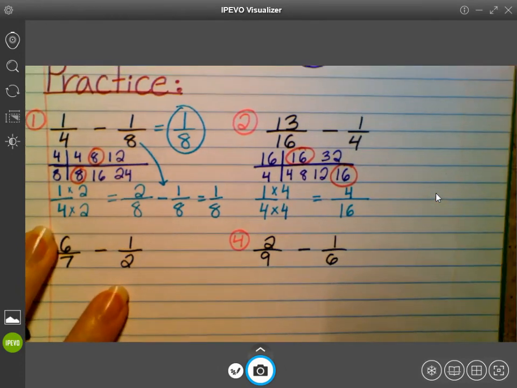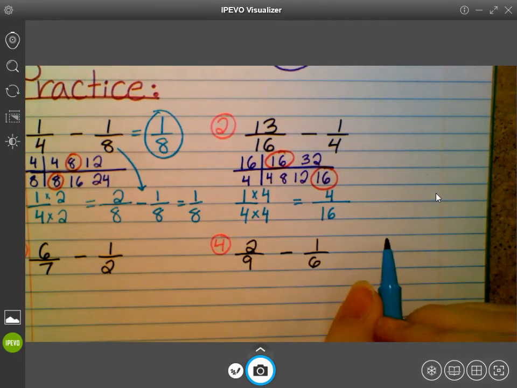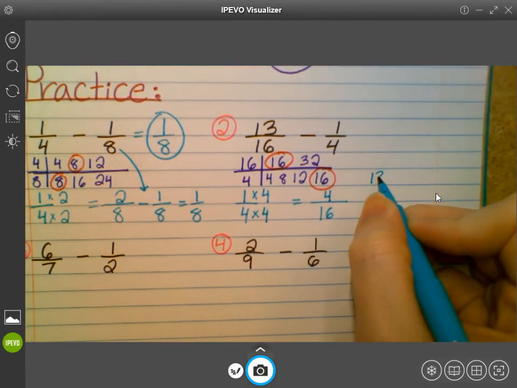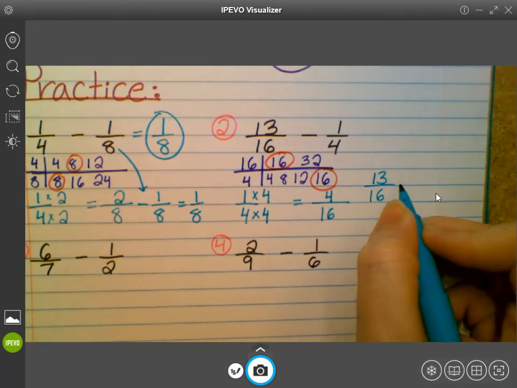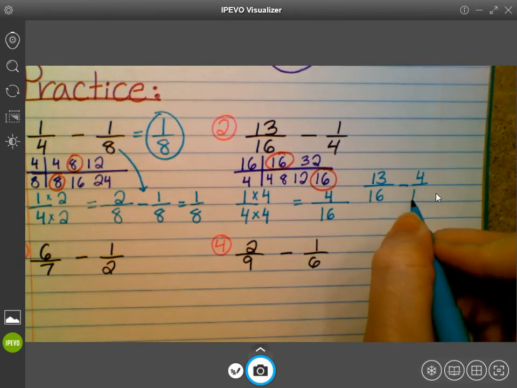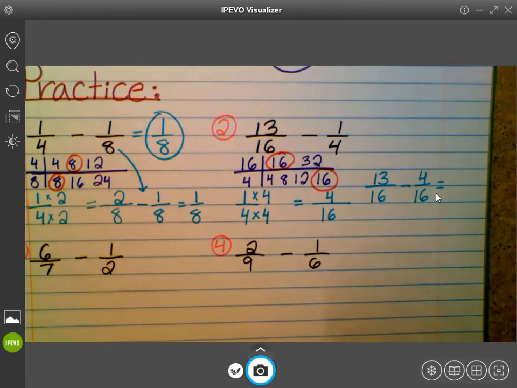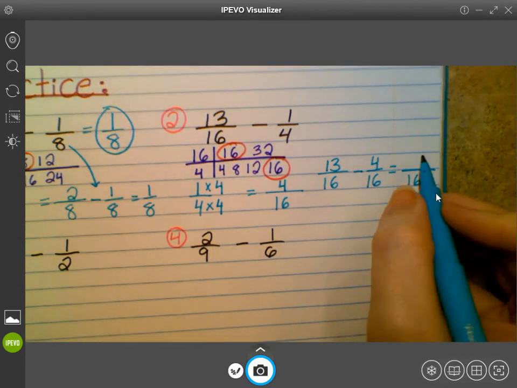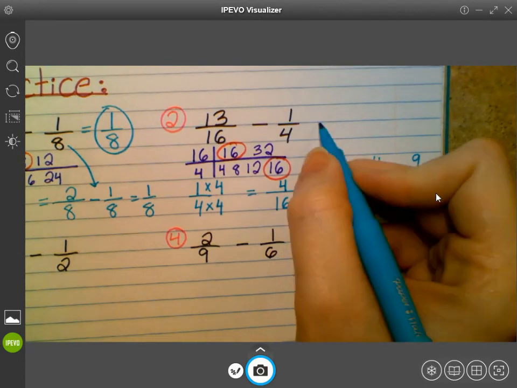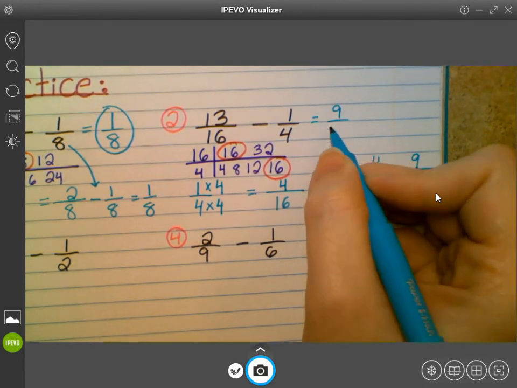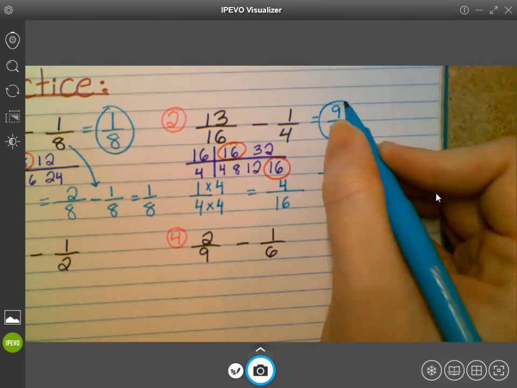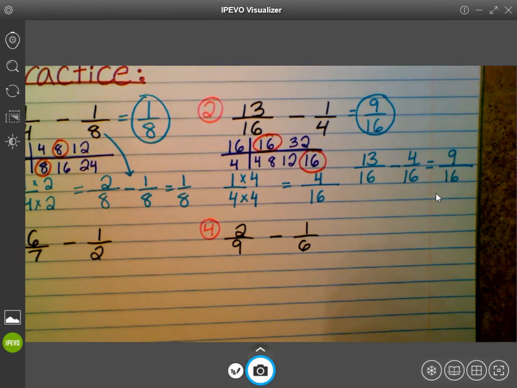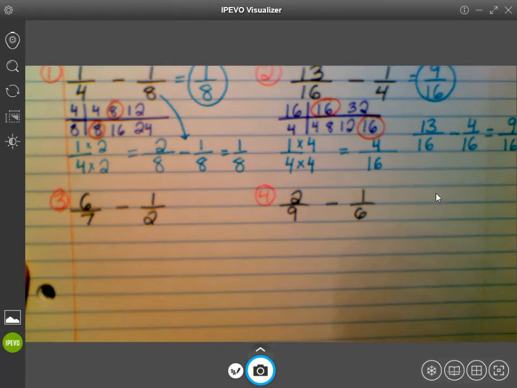Awesome. So then my problem here now really is 13/16 minus 4/16. Now our denominator stays the same, and 13 minus 4 is 9. How many of you got 9/16 for number 2? Awesome. Great job. Hands down. We got 2 more. You're doing great.